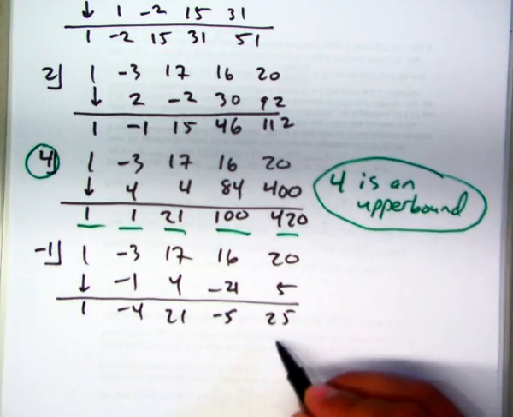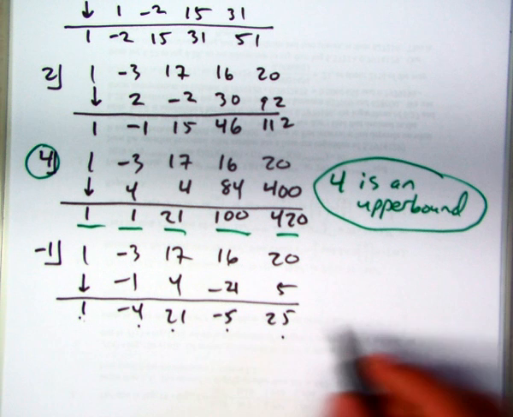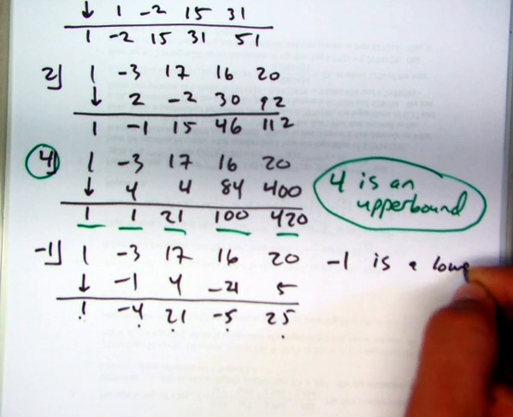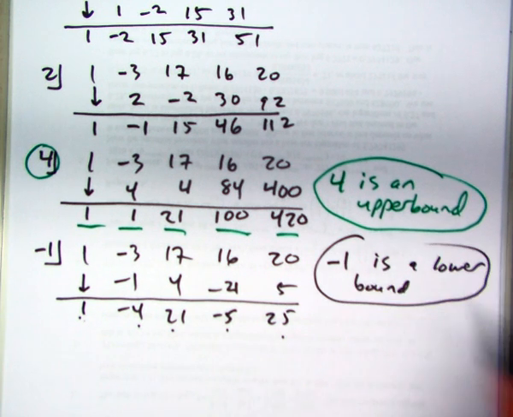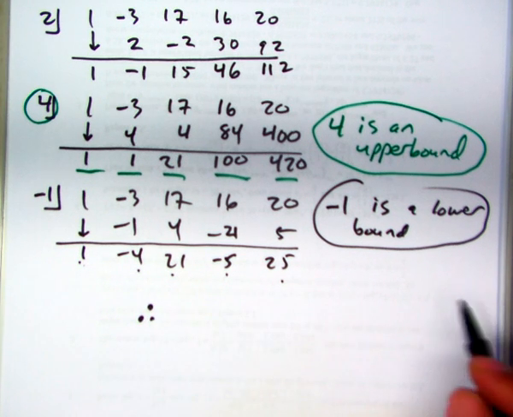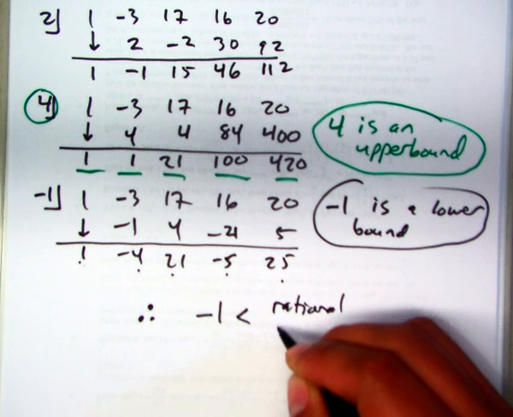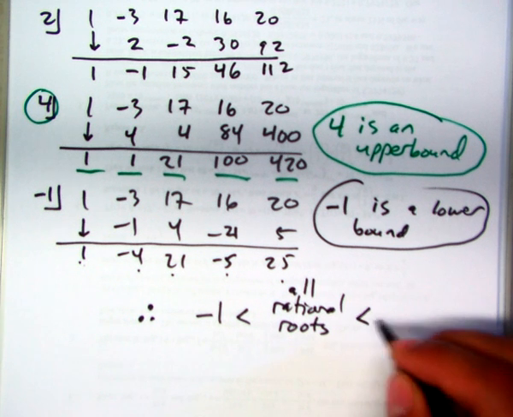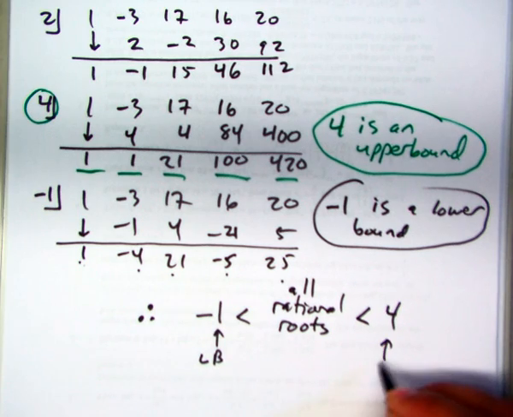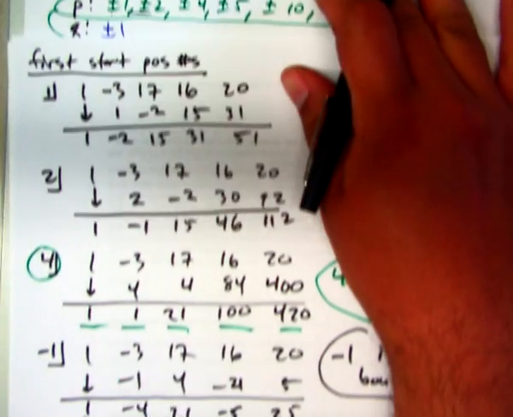Okay, so 25 remainder, but notice positive, negative, positive, negative, positive. These alternate, and that's what the lower bound part of the theorem says. So this means that negative 1 is a lower bound. Okay, so what we conclude from the lower and upper bound theorem is that if there's any rational roots at all, they have to be between negative 1 and 4, because negative 1 is the lower bound and 4 is the upper bound.